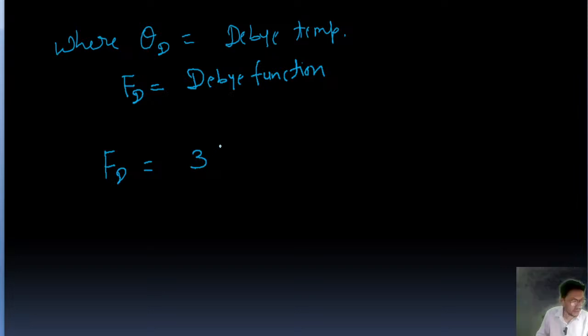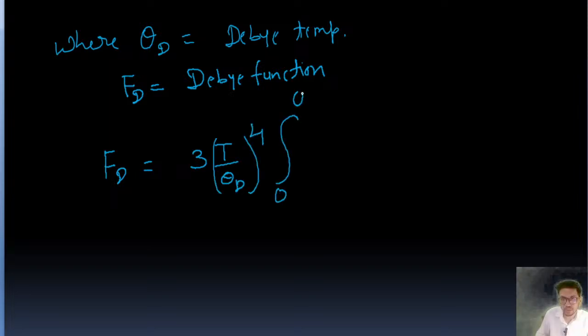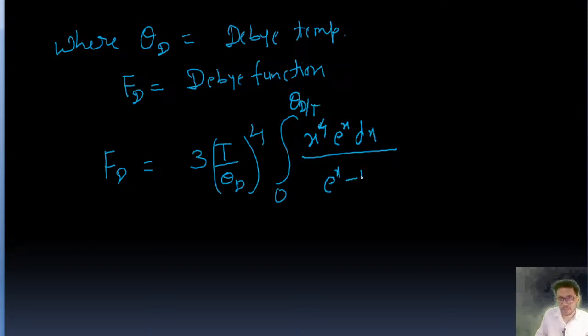Okay, FD is equal to 3T upon theta D to the power 4, integration 0 to theta D upon T, x to the power 4 e to the power x dx upon e to the power x minus 1 whole square. Okay, so this is the FD, the Debye function, guys.